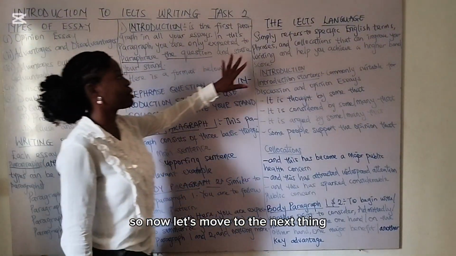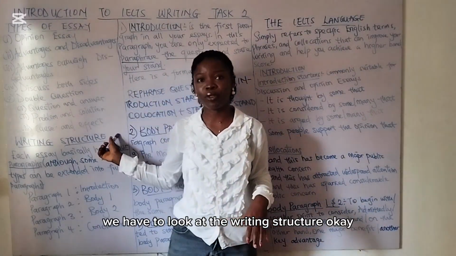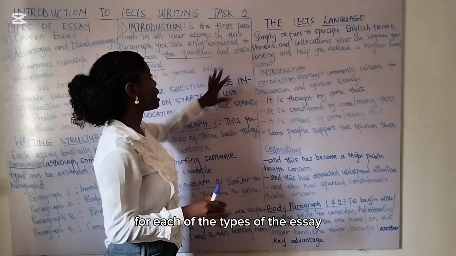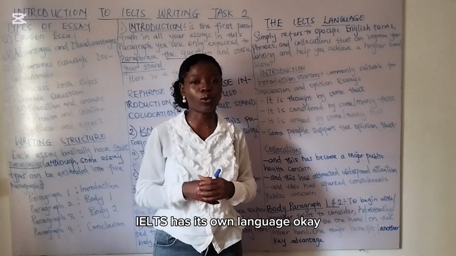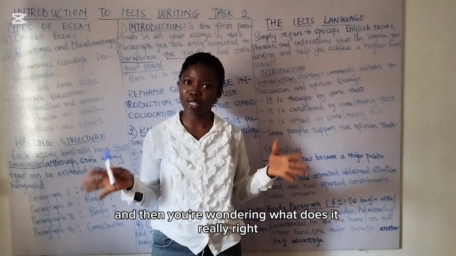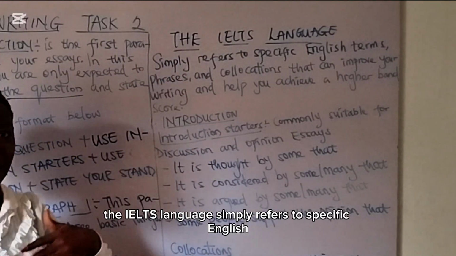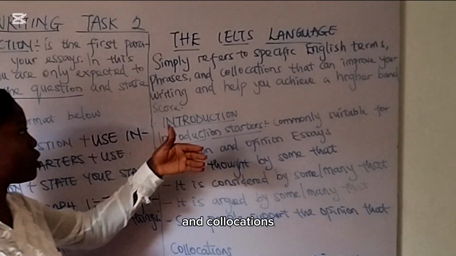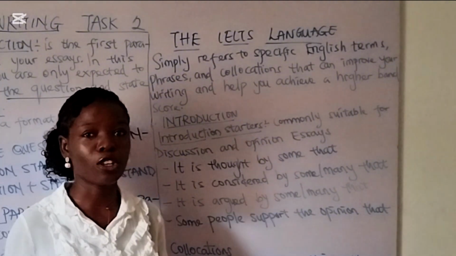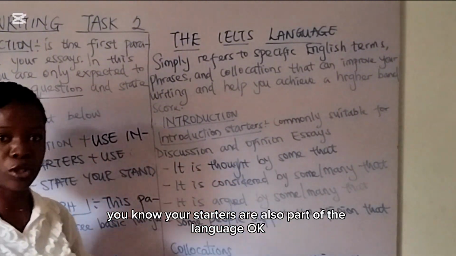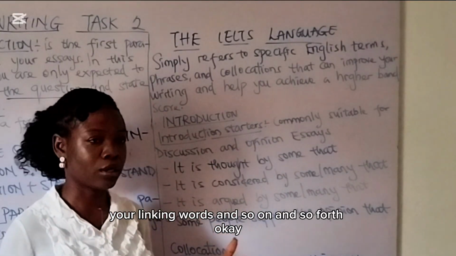Okay, so now let's move to the next thing, which is the IELTS language. We've started by looking at the types of essay and the writing structure for each, and now we are moving to the IELTS language. Maybe you have heard people say that IELTS has its own language, and you're wondering what it really means. Basically, the IELTS language simply refers to specific English terms, phrases, and collocations that can help you improve your writing. Your starters are also part of the IELTS language, how you start, how you conclude, your linking words, and so on and so forth.